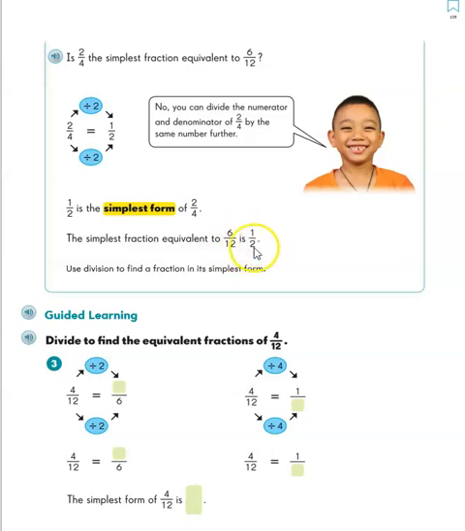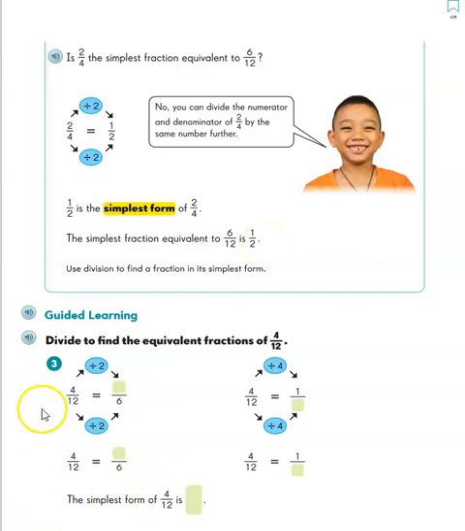Because we know that 1/2, we can't divide that any further, right, guys? Because, of course, there's no number that would divide into 1 and 2 except 1, right? And then we would still have 1/2. So it can't get any smaller than that.